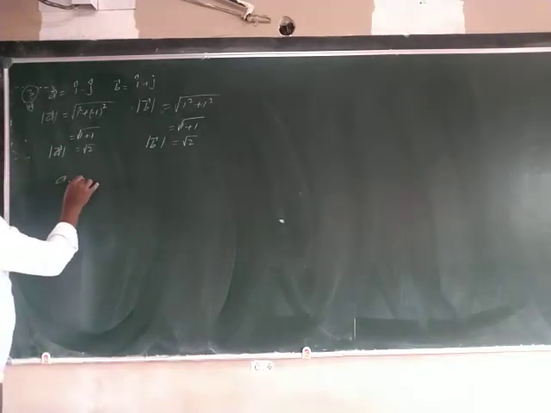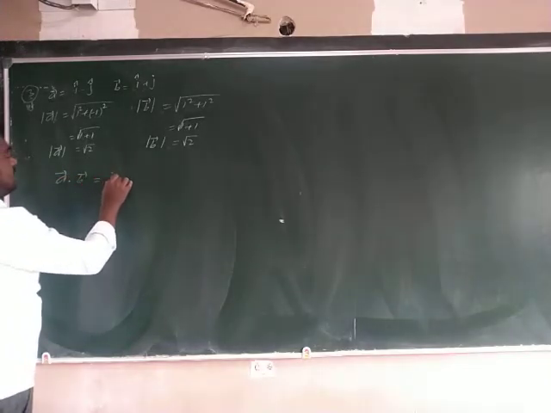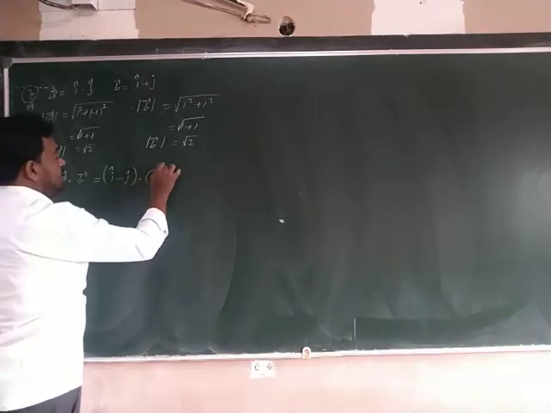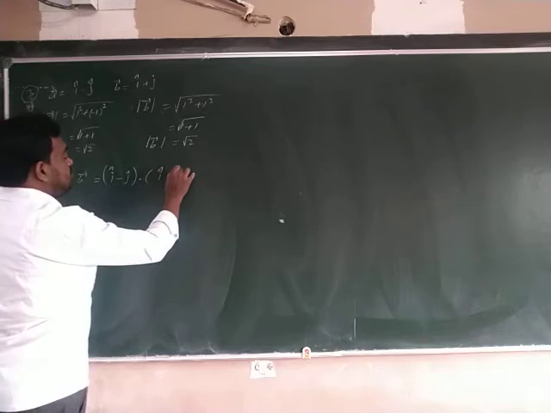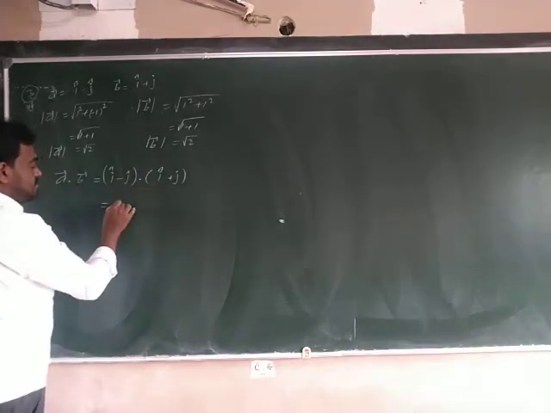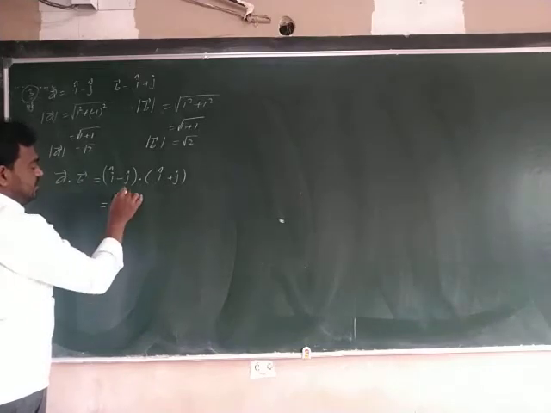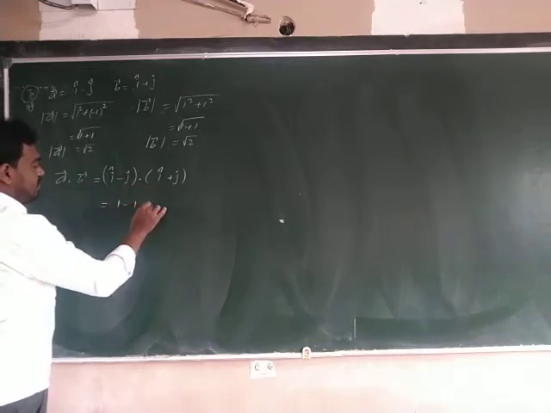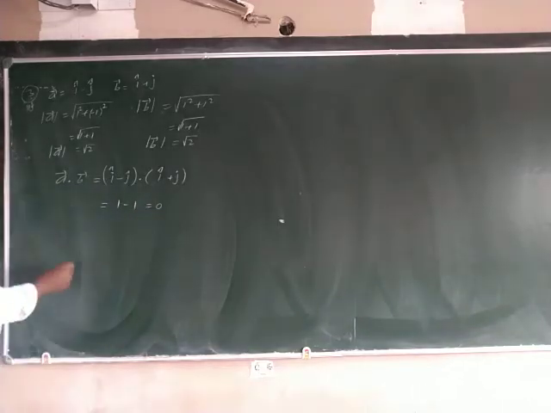Now vector A dot vector B is equal to (i cap minus j cap) dot (i cap plus j cap). This is equal to the i coefficients 1 into 1, minus the j coefficients 1 into 1. So 1 minus 1 is 0.